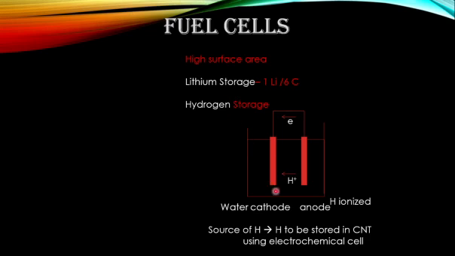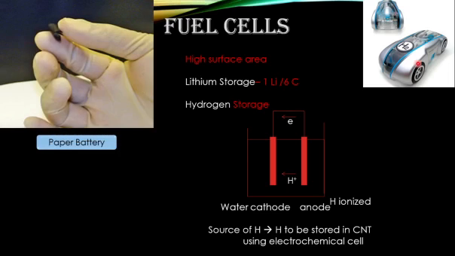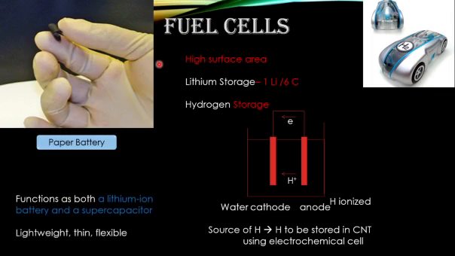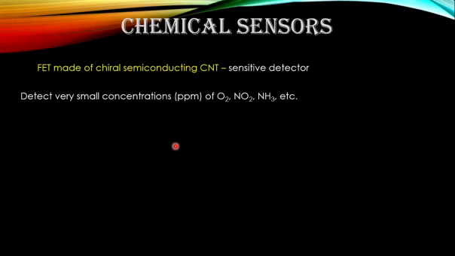It could act as a source of hydrogen to be stored in carbon nanotube using electrochemical cells. So in the future you can think of hydrogen fuel cell cars using this technology. Another one is the paper battery, which can function both as a lithium ion battery as well as a supercapacitor. It is very lightweight, as you can see, very thin, flexible, and can function at a wide range of temperatures. So all these will be bagging the market soon.